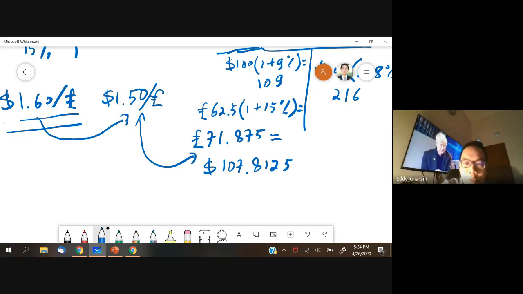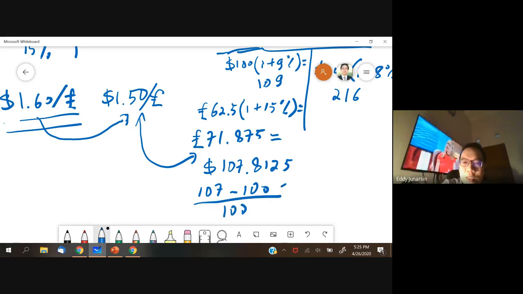Because how much return do you really get when you get the money back from the UK, right? You repatriate, we call it repatriation, right? You repatriate the money from the United Kingdom to the US. You could only exchange the 71 million pounds into $107 million. So how much return is it? 107. Let's round it down, okay? 107. So you get around what? 7.8%, right?